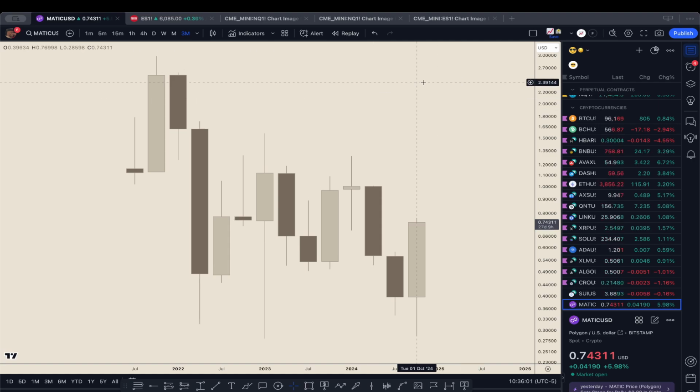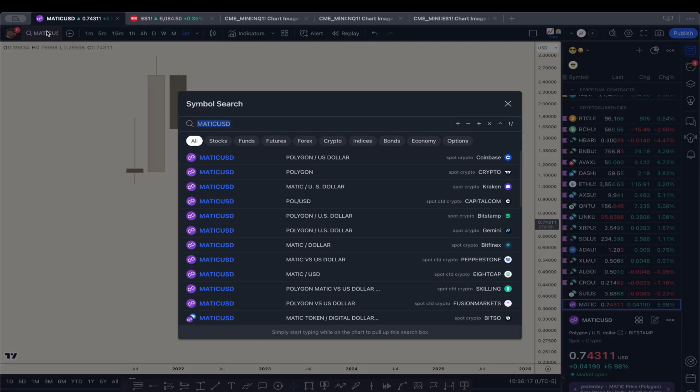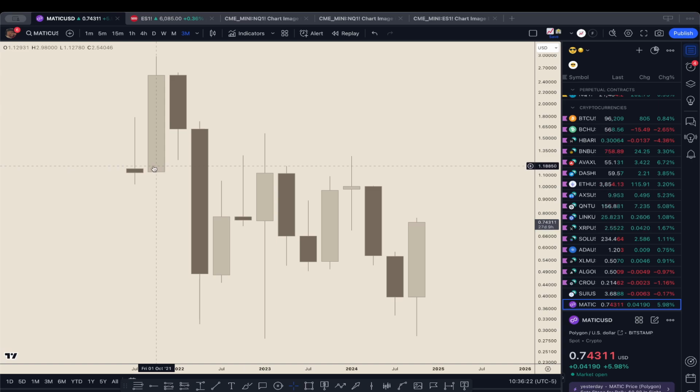So first and foremost, I understand that Matic just did a migration to POL. All right, and I read their white paper a little bit, and I understand that they're now using the POL coin. But the reason we're going to use the Matic USD chart from Bitstamp is so that we can get the data from 2021, because I think that's really important to look at.